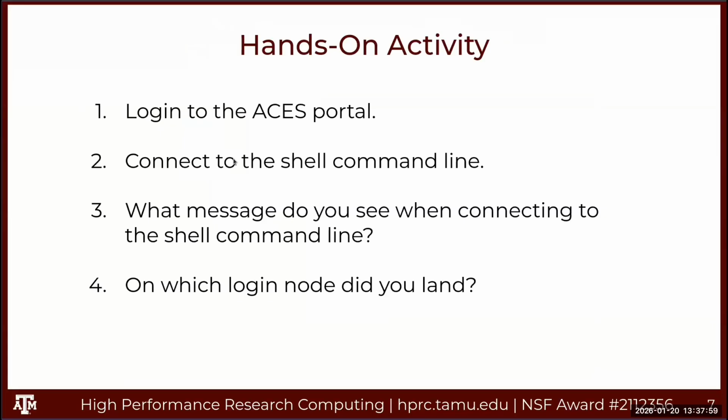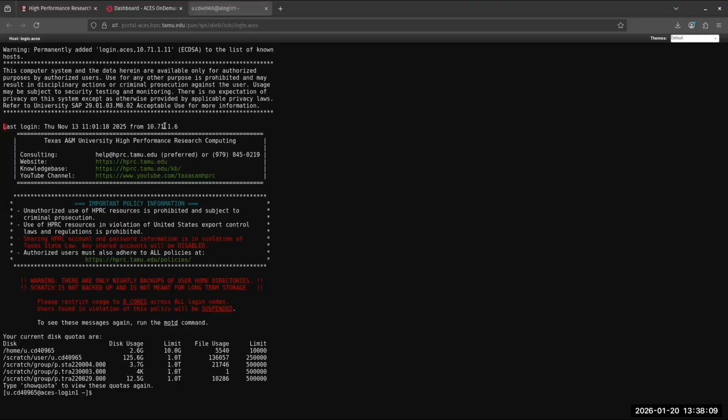And you'll reach what we call the command line. This is where you'll enter Unix commands. And then let's see what message we'll see and which login node we landed on. So what we see here, there was a message about adding this host to a permanent host. That's fine. And then we've got a default message here about using resources. And then we have links to our websites: knowledge base, our main website. We also have a YouTube channel. We have contact information here.